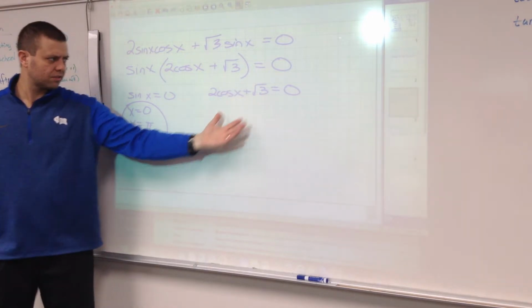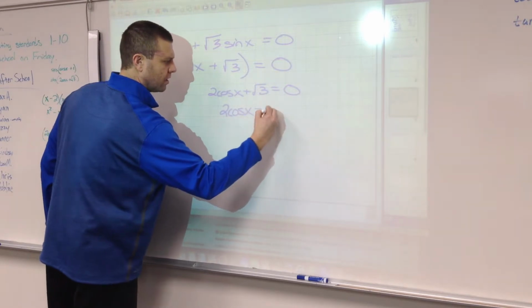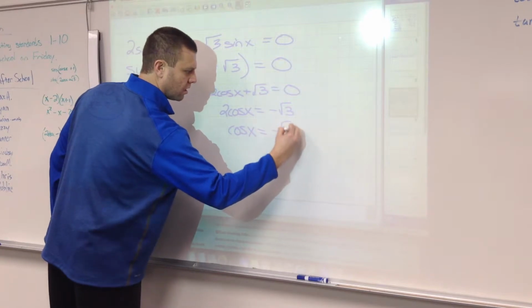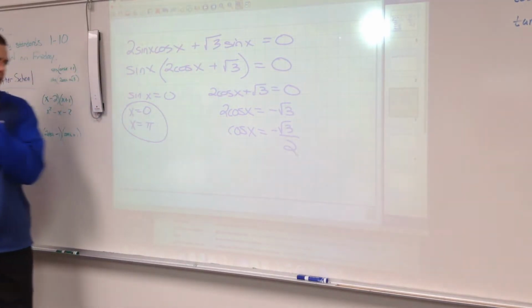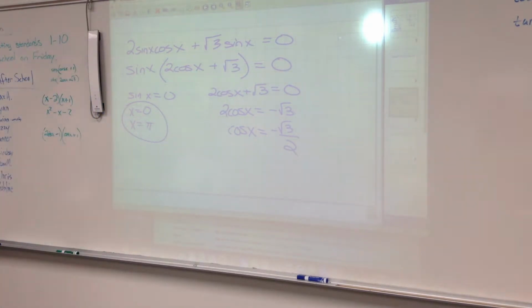How am I going to solve this? Subtract root 3. Divide by 2. When is the cosine of one angle equal to negative root 3 over 2? 30s again, right? And in which quadrants is cosine negative? Second and third. So think of your 30-degree angles in the second and the third quadrant. 5 pi over 6 and 7 pi over 6.